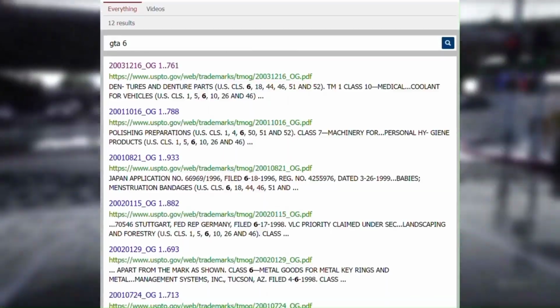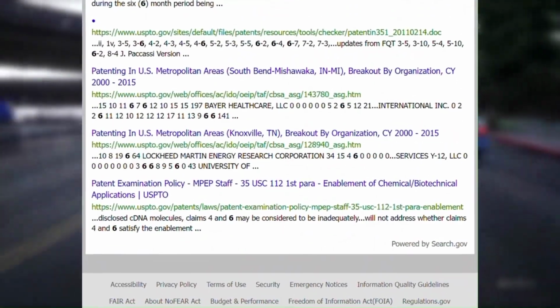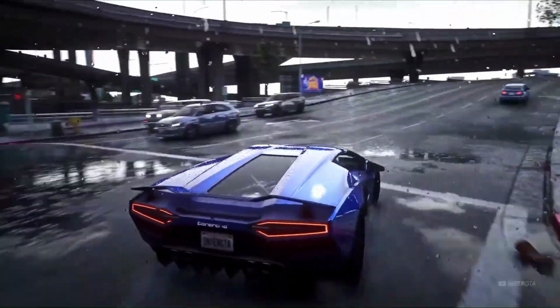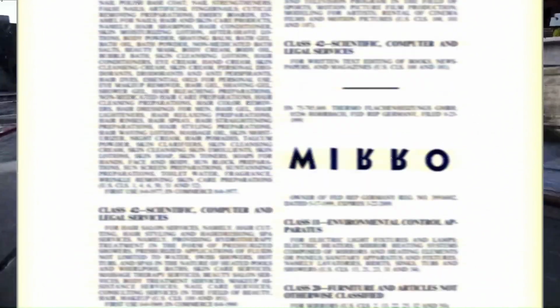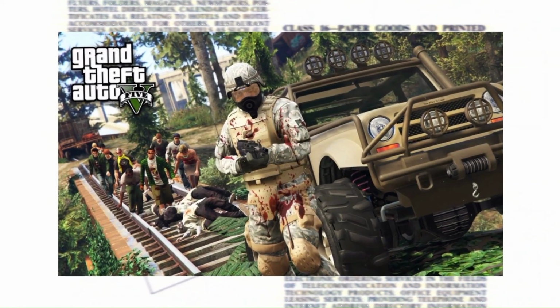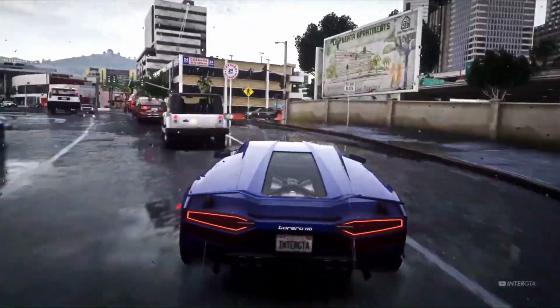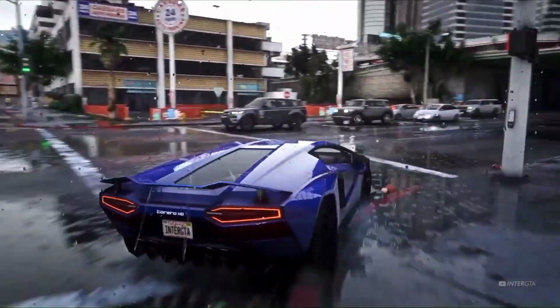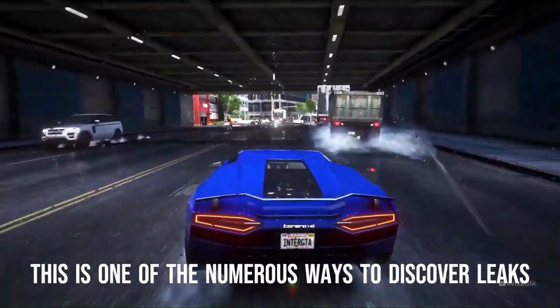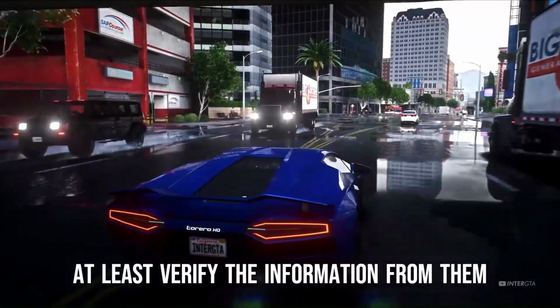But if we scroll down further on this same patent we mentioned, it briefly elaborates in more detail. Of course, many of these features may not make it to the final version. They could implement it for another game in the franchise, since there are also many patents for things like GTA Zombies or something related to it. We guess at some point they considered incorporating it, but it's obvious that it probably won't happen for this reason. This is one of the numerous ways to discover leaks or at least verify the information from them.